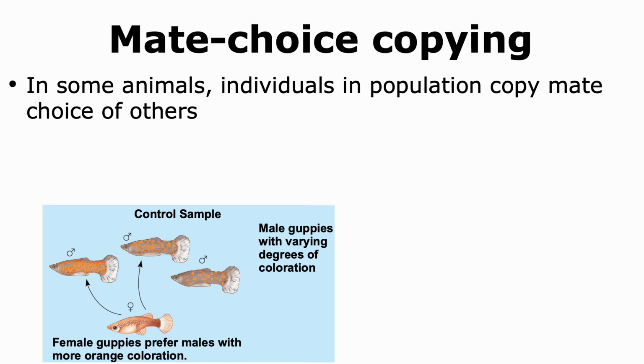Some animals show the phenomenon of mate choice copying, where the individuals in the population copy the mating choices of others in the population. Let us take the example of guppies, which are fish. A female guppy normally favors male guppies that have more orange color on their bodies. Hence, they will mate with these guppies more often. They also do not favor those that have less orange coloration on their body.